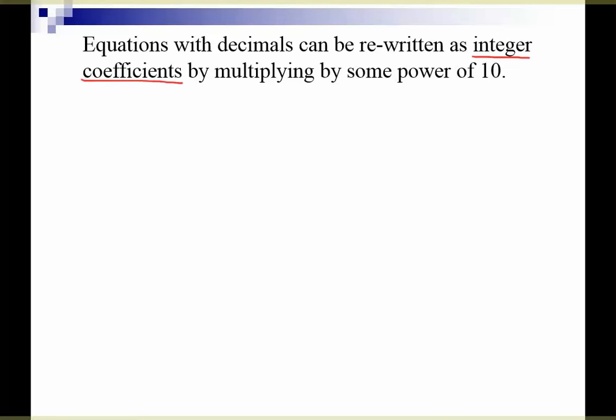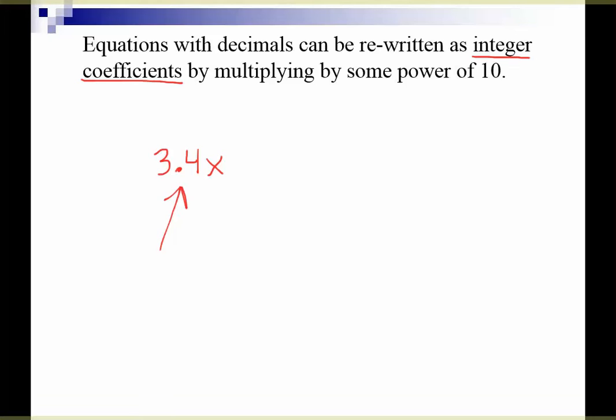What does that mean? Okay, well, a coefficient, remember, is a number that's in front of a variable. So let's say something like 3.4x. And notice I deliberately put a decimal in there. That 3.4 is what we call a coefficient. Now, is this coefficient a decimal number or is it an integer number? Well, this guy is a decimal number.